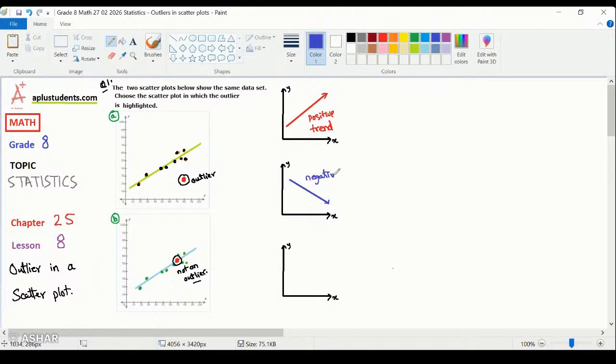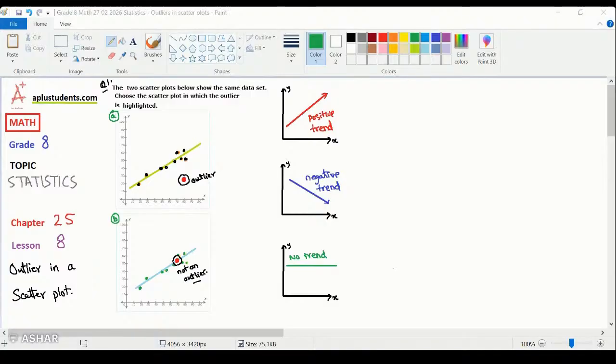The positive trend and the negative trend can be found by the slope or the gradient. And whenever the line is horizontal, we can say there is no trend. Agreed? So these are the types that we would be considering. So question one was a positive trend because it is an increasing gradient. Moving ahead to the next question.